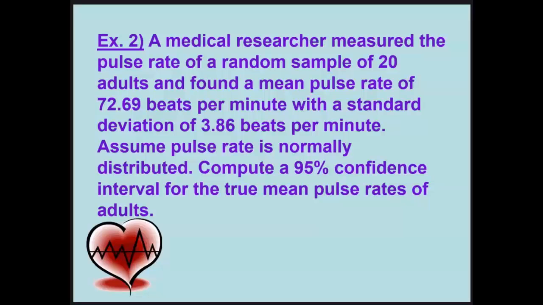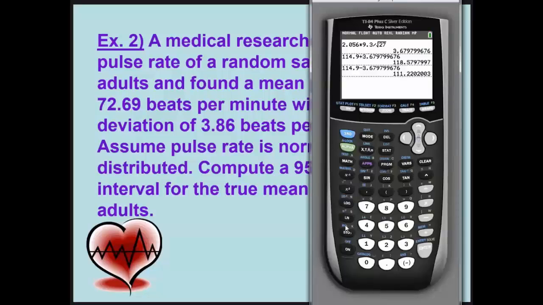So we're going to pull out our calculator, and we're going to calculate the t interval here. We want to go to stat and then over to test, and we want t interval, and I'm going to type in the statistics that they give us. They give me all the interesting things. So they said the mean was 72.69. The standard deviation of the sample was 3.86, and there was a sample size of 20, and I want a 95% confidence level.